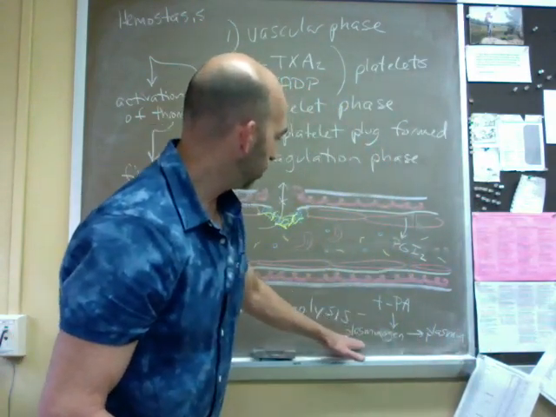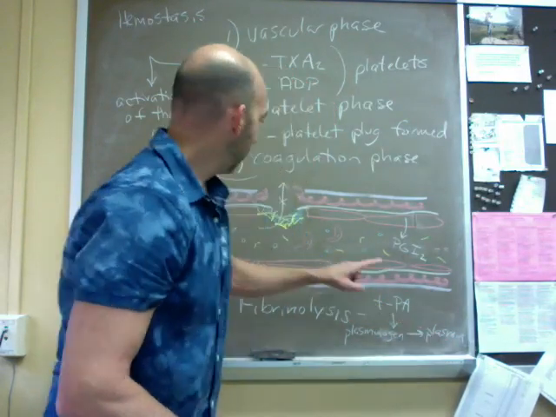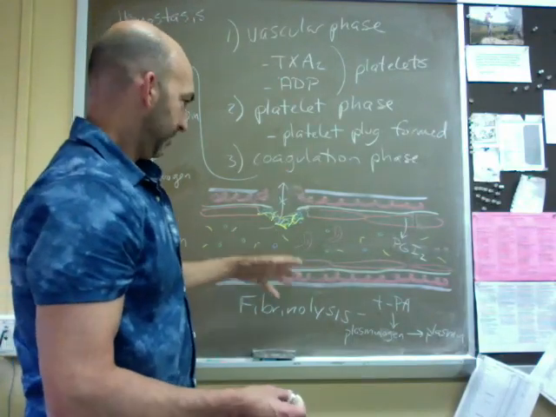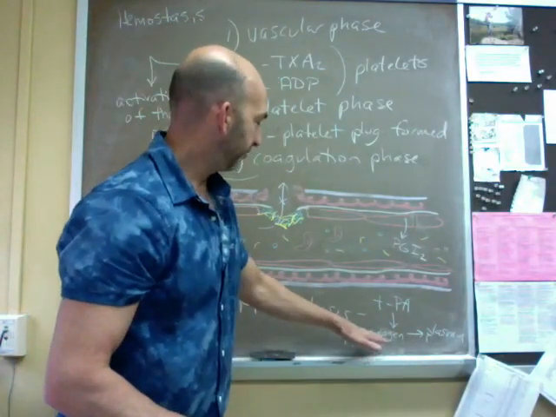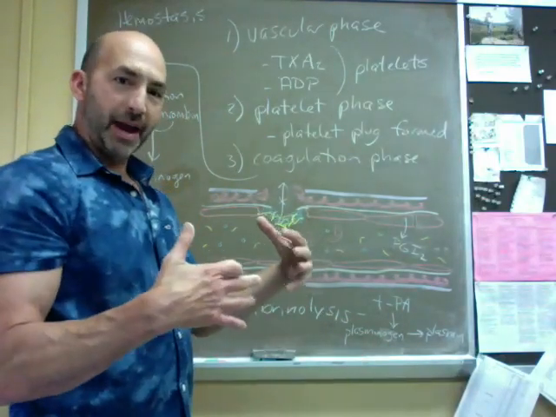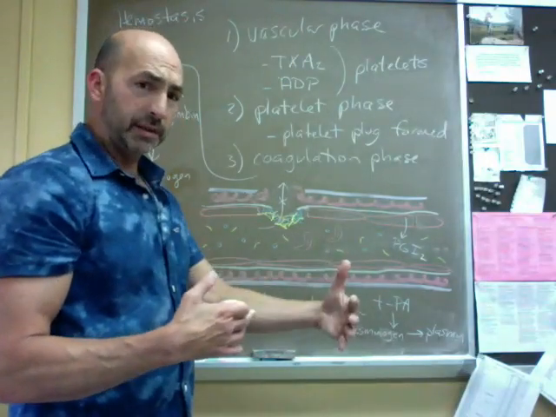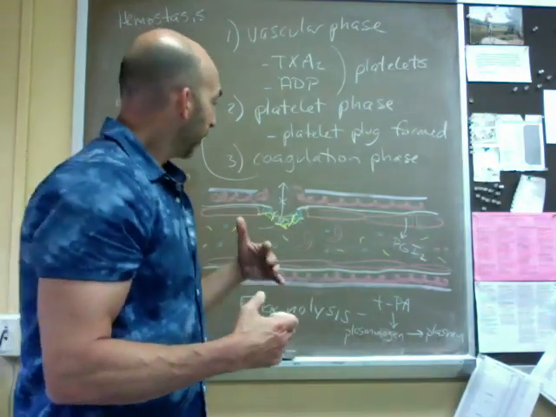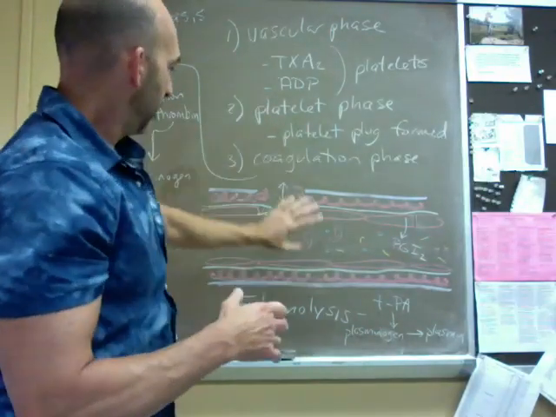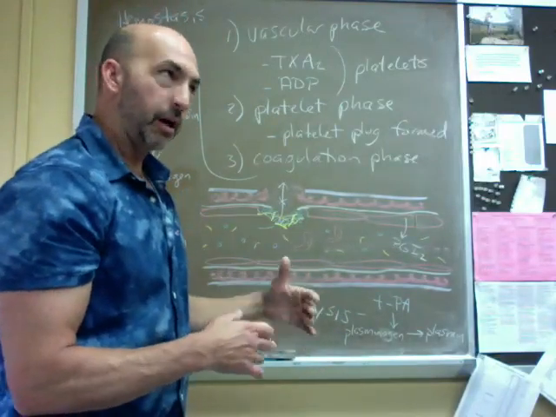TPA converts plasminogen, inactive plasminogen, into active plasmin, again, the enzyme that digests the fibrin strands. Believe it or not, this precursor enzyme gets stuck in the clot as it forms, so it's already there and ready to be activated to start breaking down the clot when the stimulus arrives. Okay? So now we've gone all the way through formation of the clot, hemostasis, and then subsequent fibrinolysis, removal of the clot once healing has occurred.